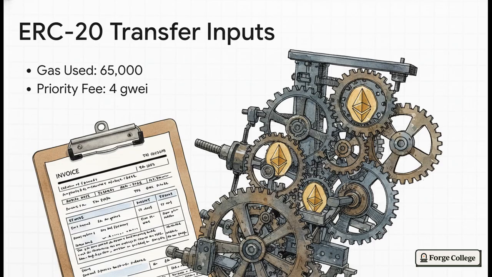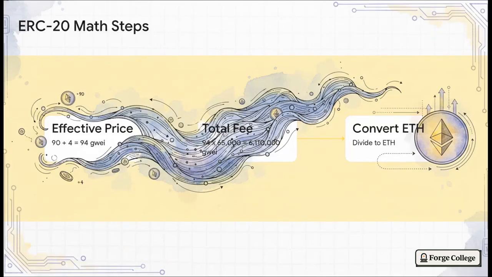So, for an ERC20 token transfer, our gas used jumps to 65,000. The base fee is a bit lower today at 90 gwei, and our priority fee is 4 gwei. It's incredibly important to point out that ERC20 transfers vary wildly depending on their specific smart contract implementation, so you should always use the gas used from a network estimate rather than just guessing. Let's run this arithmetic real quick.